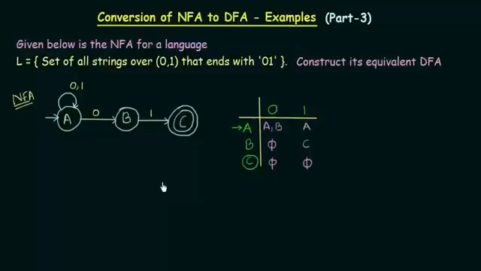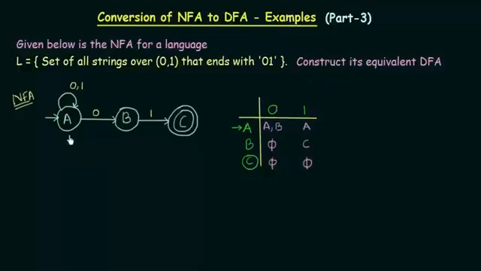Hello everyone. In this lecture we will be converting another NFA to a DFA. Given below is the NFA for a language L, which is the set of all strings over 0, 1 that ends with 01. We have to construct its equivalent DFA.